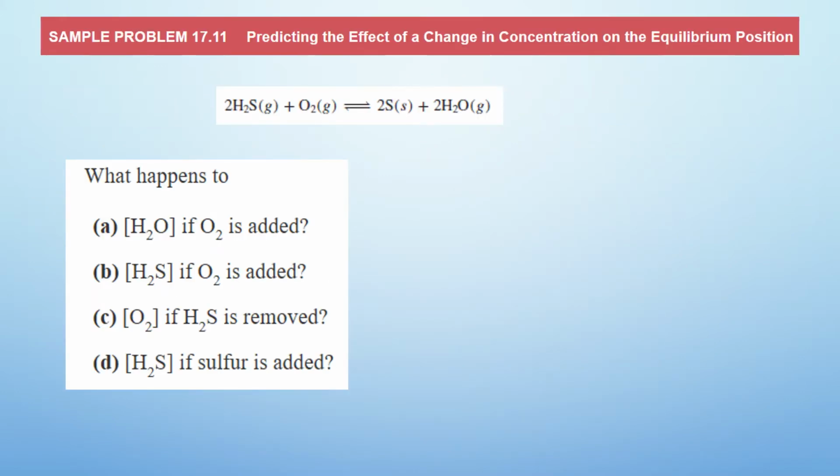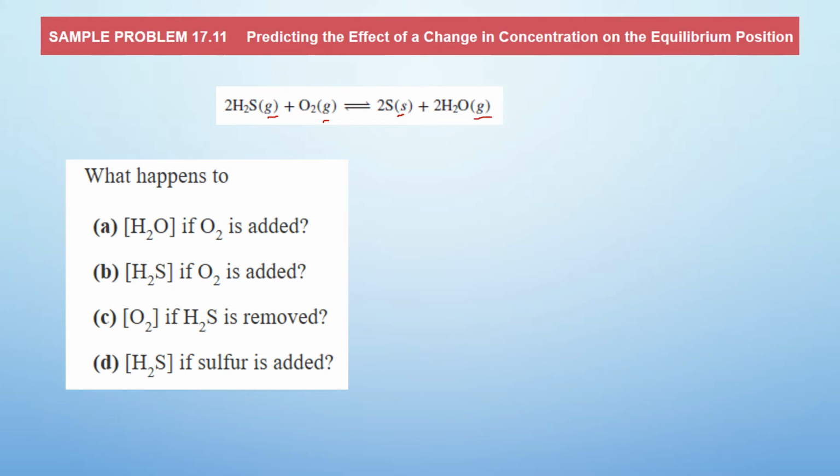So now let's take a look at this example. We can predict the effect of a change in concentration on this equilibrium position, meaning which direction this equilibrium is shifted. So we have a chemical reaction: hydrogen sulfide, the very bad smell that comes from rotten eggs, reacting with oxygen to generate sulfur and water. Notice the physical states: we have gas and gas for the reactants, and solid sulfur and gas phase water.